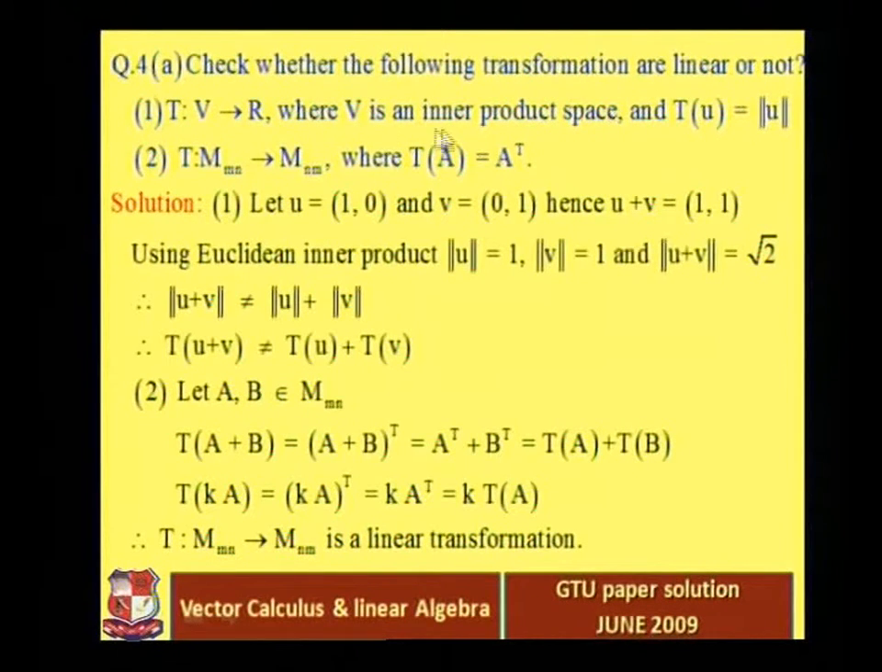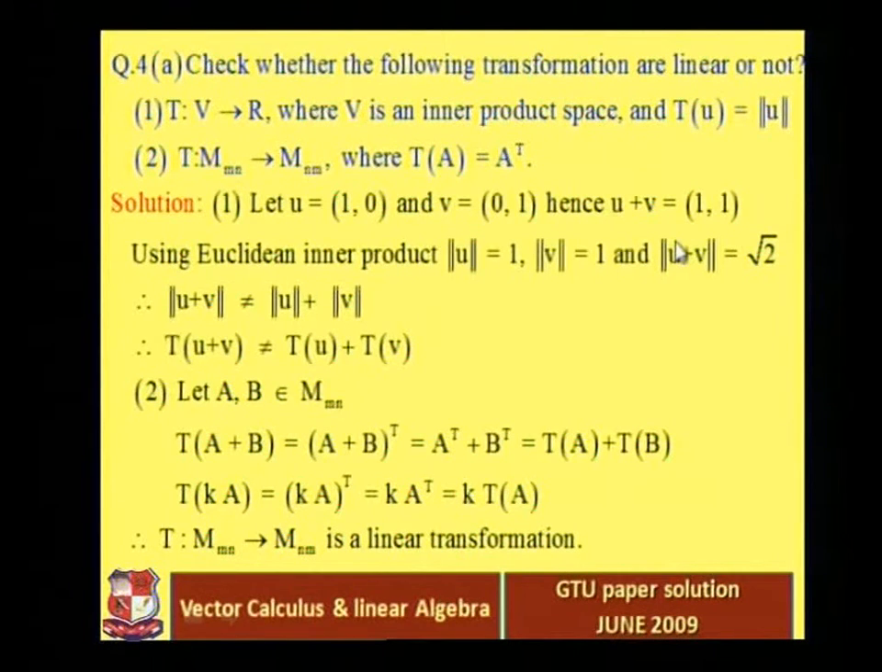The first one is not a linear transformation, that is my answer. To prove that the given example is not a linear transformation, we have to use a counter example. So T of U is equal to norm U, right? First of all, try to understand what the condition is to be a linear transformation.